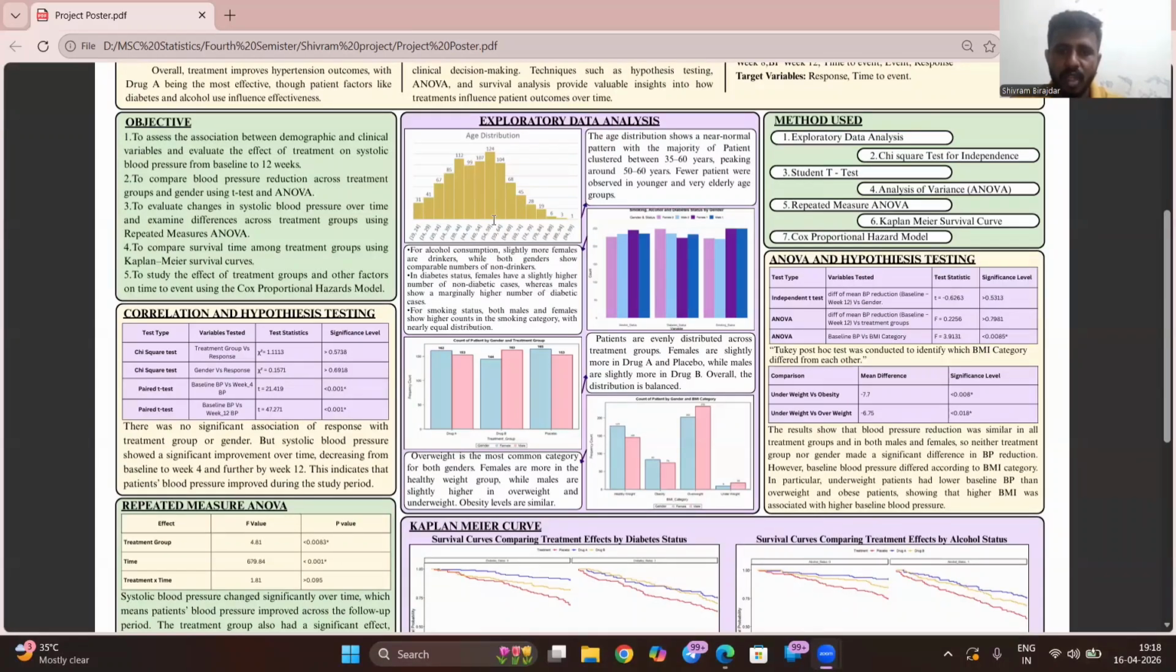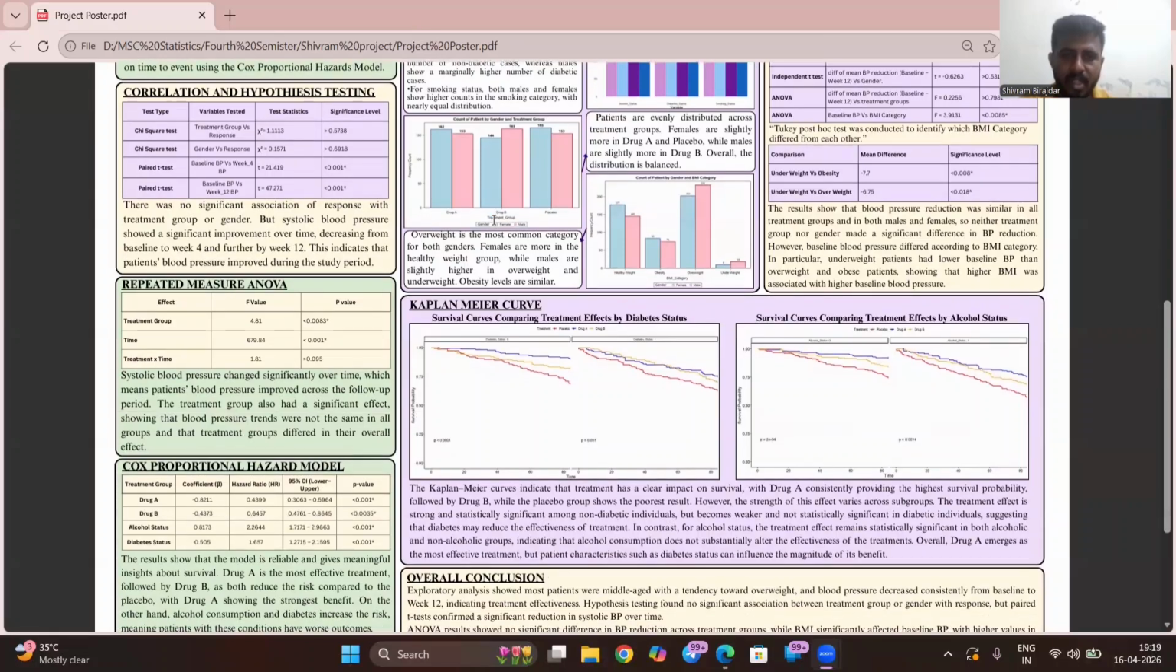From the ANOVA result, there is no significant difference in BP reduction across treatment group or gender, but BMI significantly affects the baseline BP. Here we see BMI significantly affects BP, but which category differs significantly? For that, we use the post-hoc Tukey test, in which underweight patients have lower BP than overweight and obese individuals. So BMI plays an important role in hypertension.